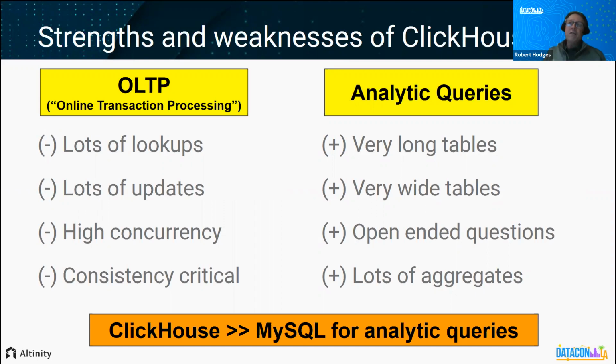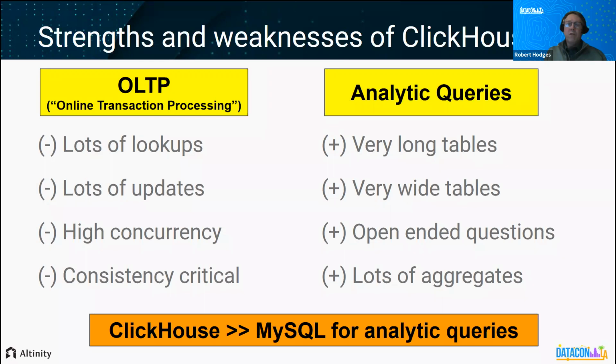But the interesting thing is the strengths of analytic databases tend to be the mirror image of MySQL. So we're great at long tables, tables that run into trillions of rows, tables that have up to 1,000 columns, very open-ended questions for which you have no index, and aggregates, which you can pre-aggregate and then answer very quickly, but you can also answer them quickly anyway if you're willing to wait a couple seconds. And for these types of things, ClickHouse can be easily 1,000 times faster than MySQL.